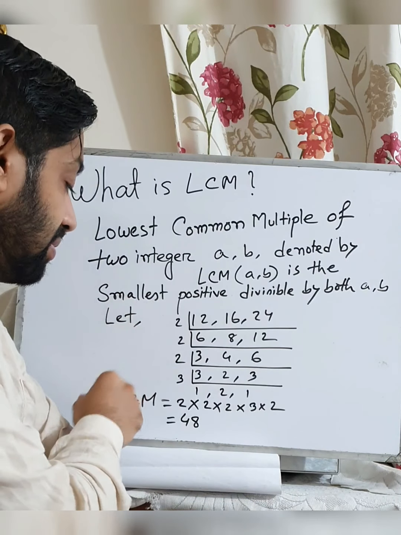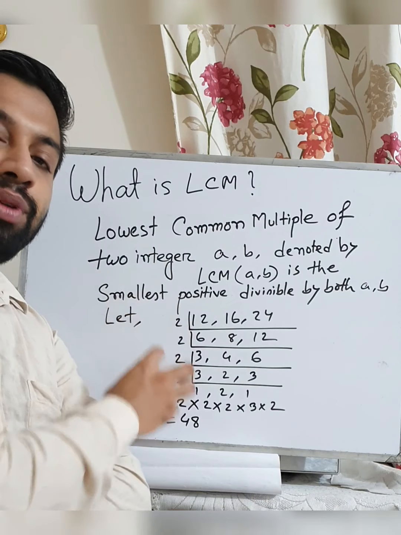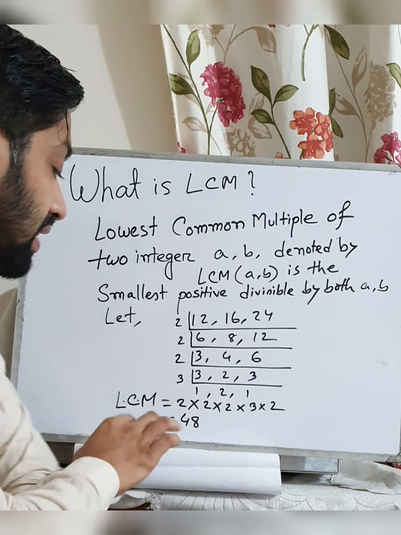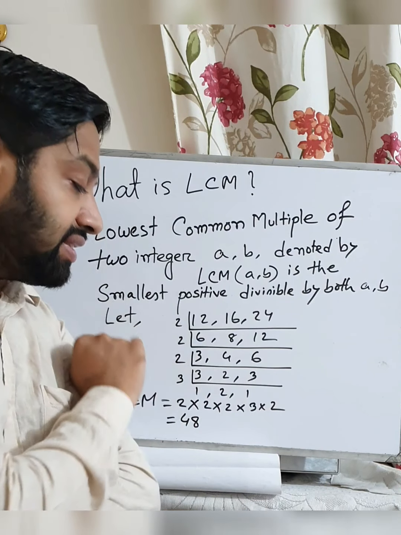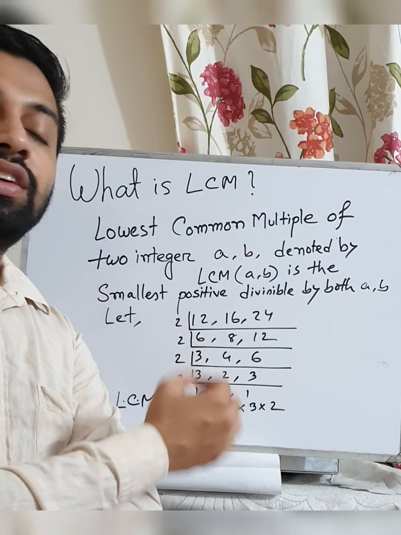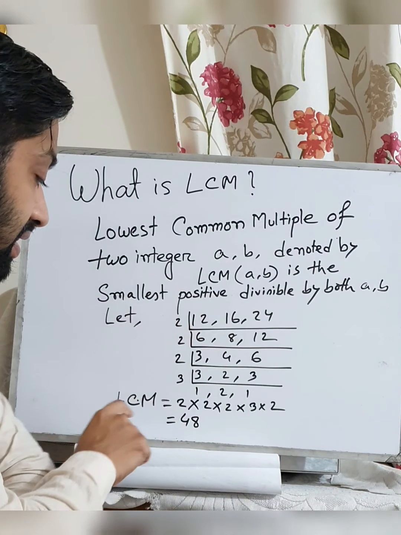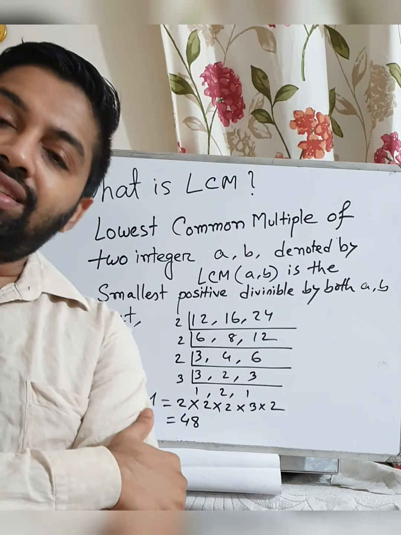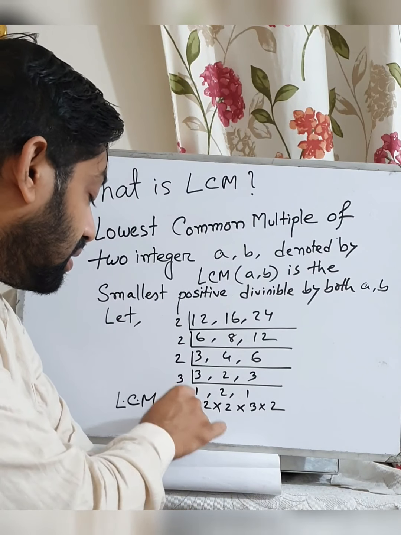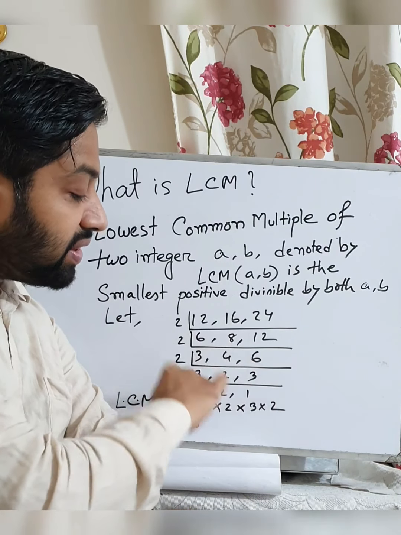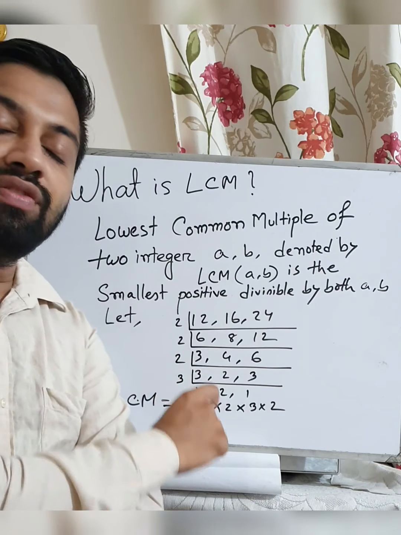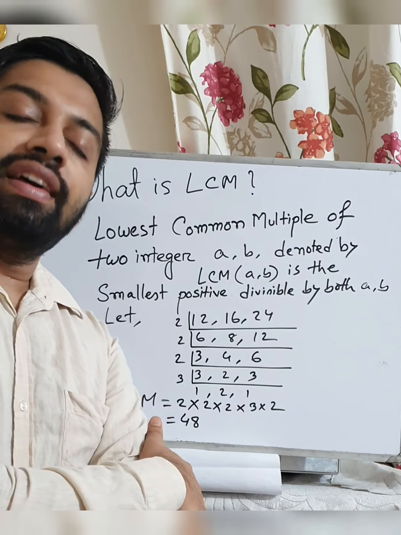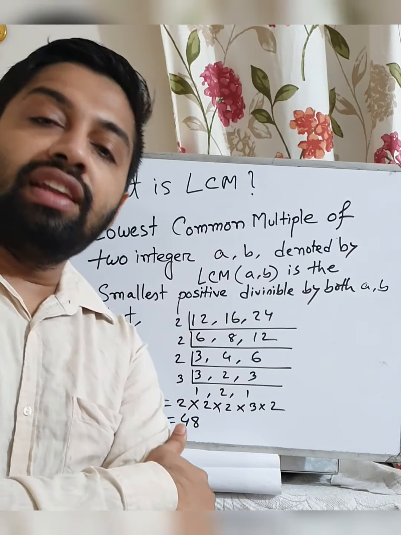Then I have to calculate the lowest common multiple from all we got: this 2, this 2, this 2, 3 and 2. How many 2's do we have? 1, 2, 3, 4, and a 3. Now I'm going to multiply these common divisors: 2 into 2 into 2 into 3 into 2. Then what LCM number will we get? 48. This is the lowest common multiple of all these numbers, 12, 16 and 24. So 48 will be the LCM of these three numbers.